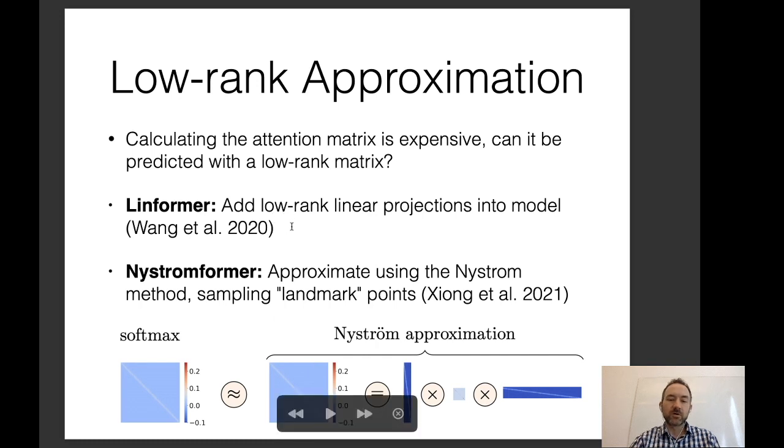The linformer is a method that adds low rank linear projections into the model to achieve this low rankedness. And the Nystromformer approximates using the Nystrom method, sampling landmark points. But long story short, both of these are a way to create a low rank approximation to the real softmax matrix.